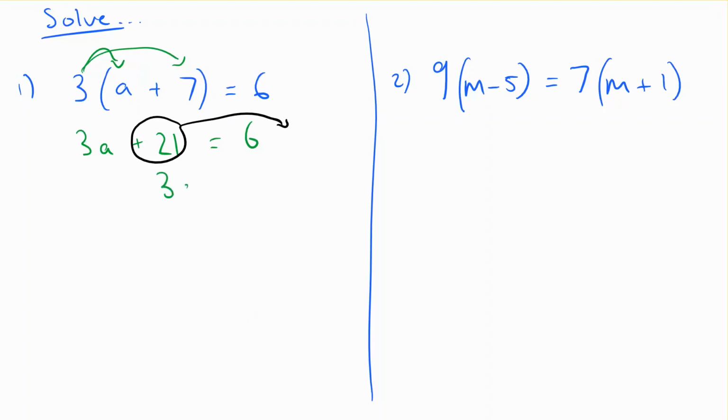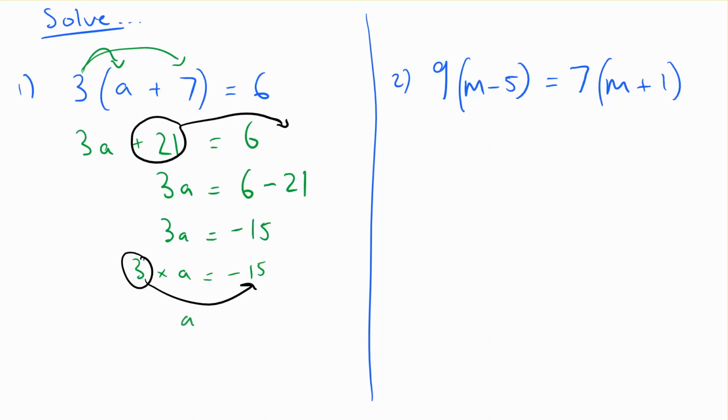We write down what we don't move first. I'm not moving 3a. I'm not moving the 6. What's the opposite of plus 21? It's minus 21. So we have 3a, 6 minus 21 is negative 15. This is 3 times a equals negative 15. So now we can move the 3 underneath, and I on purpose drew the arrow underneath the 15 to remind me to put it underneath, because the opposite of times is a division. So a will equal negative 15 divided by 3, negative 5.